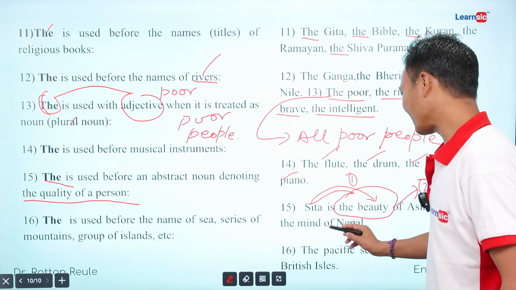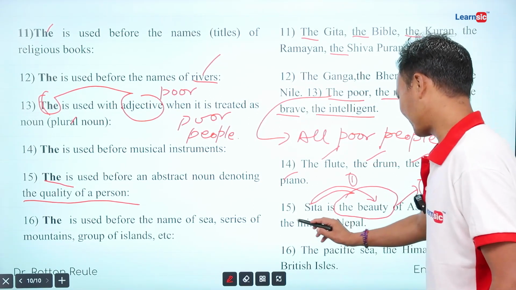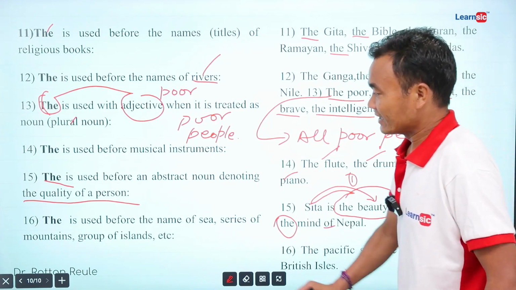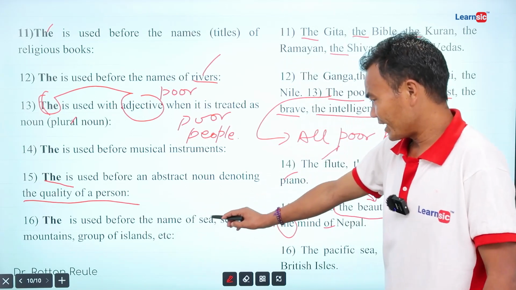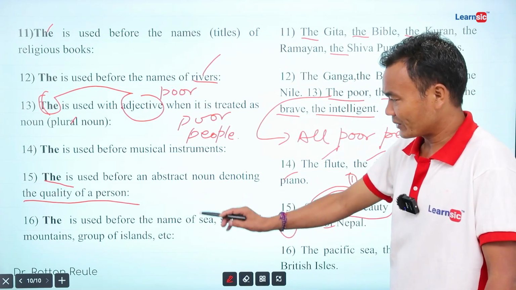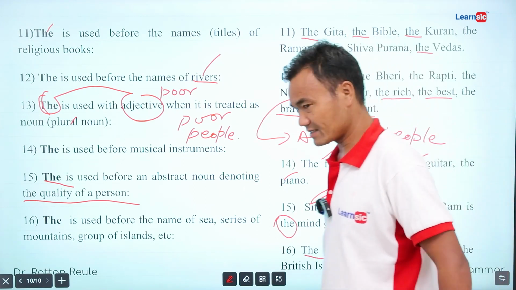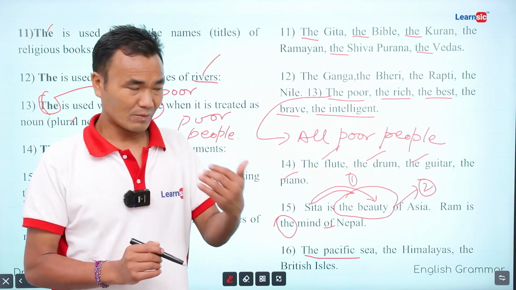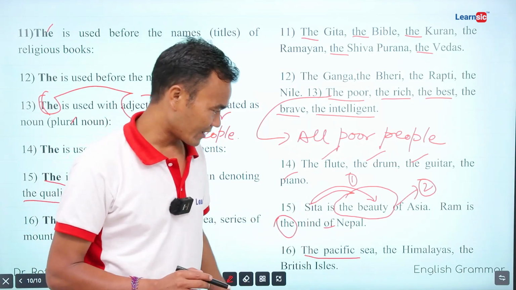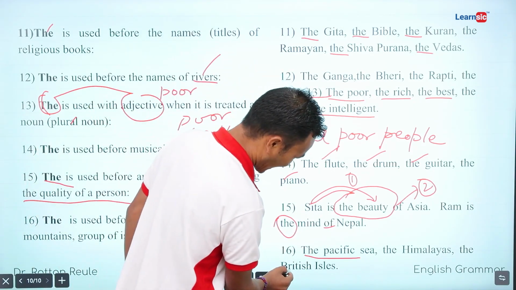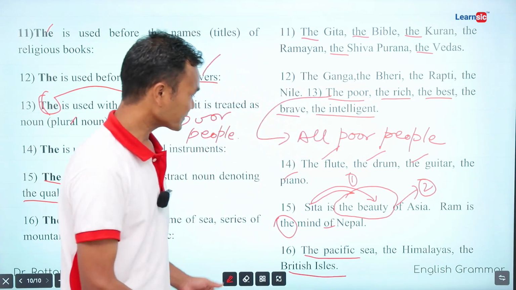Ram is the mind of Nepal. Look at this, because of "of" and all that. "The" is used before the names of seas, series of mountains, groups of islands, etc. The Pacific Sea, that is the name of one sea. The Himalayas, we are rich in the Himalayas, and the British Isles. So like this way.